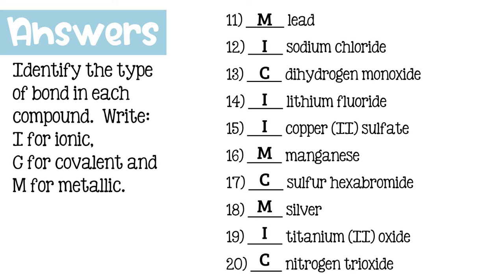Let me tell you a little trick. Anytime you see a prefix, you are going to say covalent. Now, silver, once again, a metal by itself is just metallic. Now for this one, titanium dioxide, guess what? Anytime you have a Roman numeral, it is indeed going to be a metal and a nonmetal bonded together, or an ionic bond. Now, once again, nitrogen trioxide has prefixes because it is both nonmetals and it is covalent bonding.